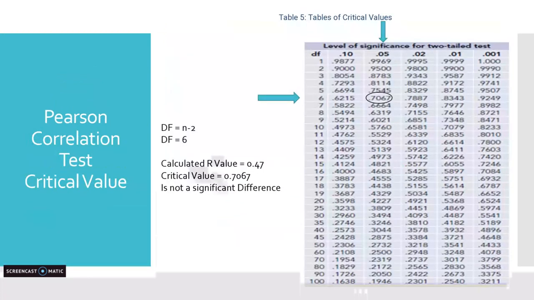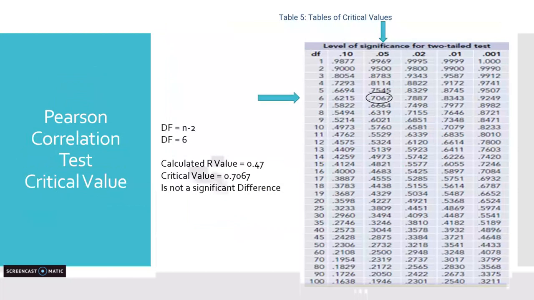This then gets put into a table of critical values, where you can see the degrees of freedom down the first column, and the level of significance for the two-tailed test on the top row. The degrees of freedom is figured out by the number of participants minus 2. So for this example, again, it is 6. And you get the calculated R value, which before was 0.47.